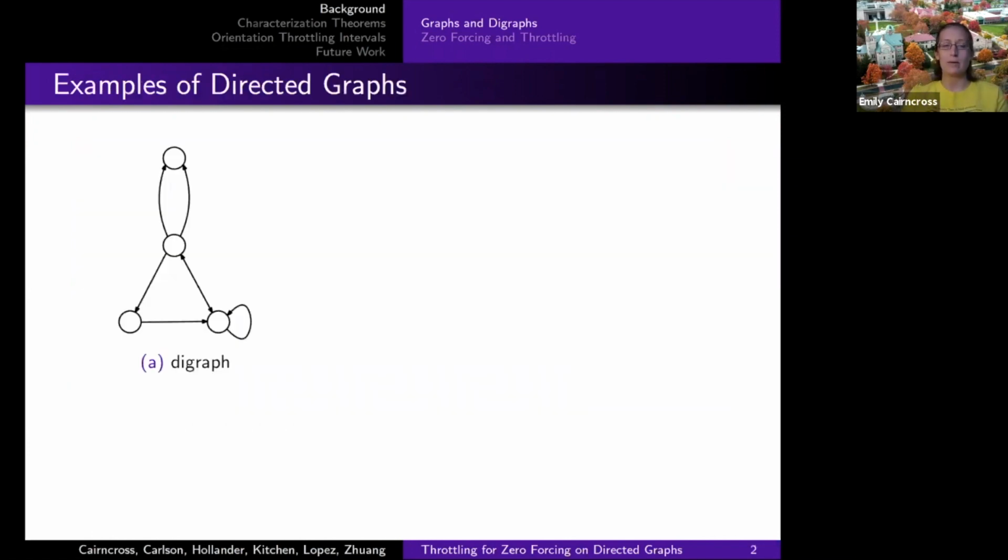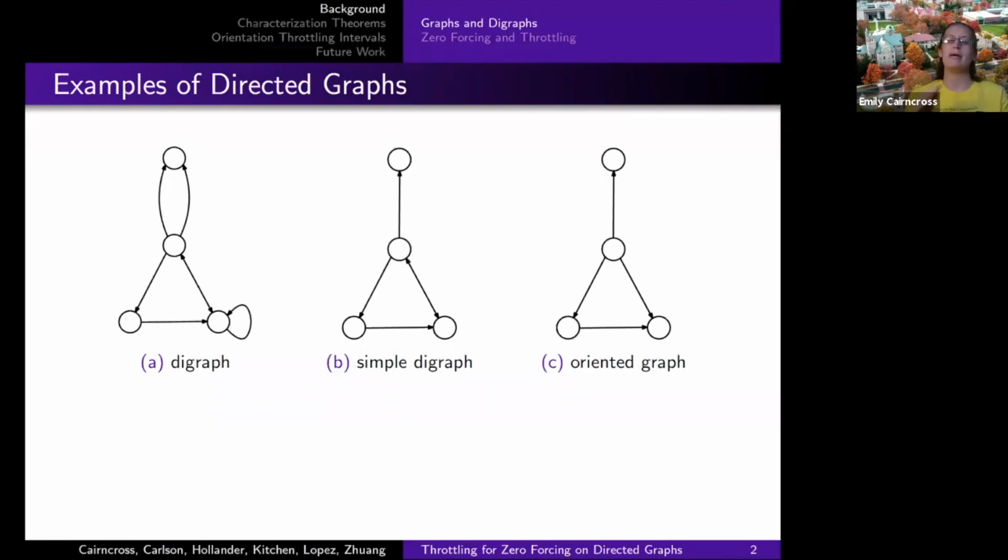So here we have an example of a digraph. The two higher arcs are parallel arcs since they're going in the same direction and starting and ending at the same vertices. And then we have a doubly directed arc below that. And then at the bottom, there's a loop. And then we can turn it into a simple digraph by deleting one of the parallel arcs and the loop. And then we can turn it into an oriented graph by picking a direction for that doubly directed arc.